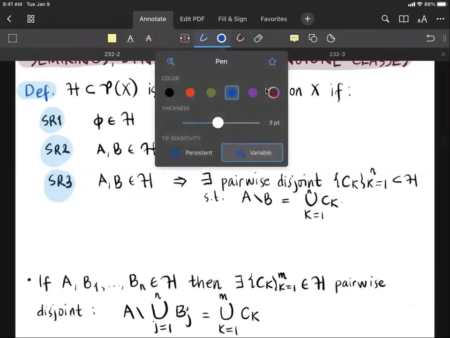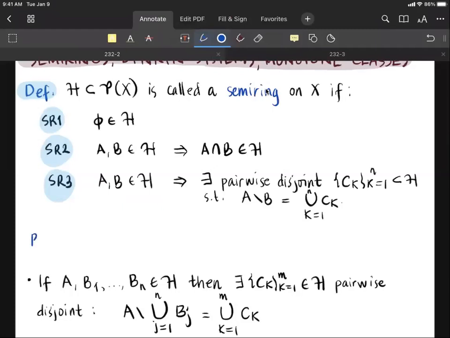So the first remark. A ring is necessarily a sigma ring.